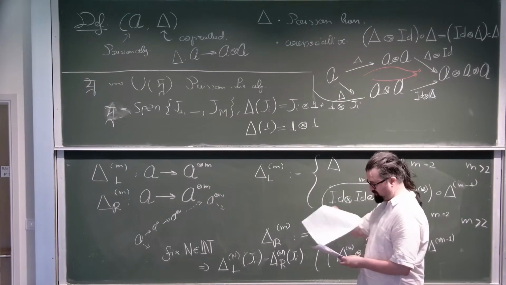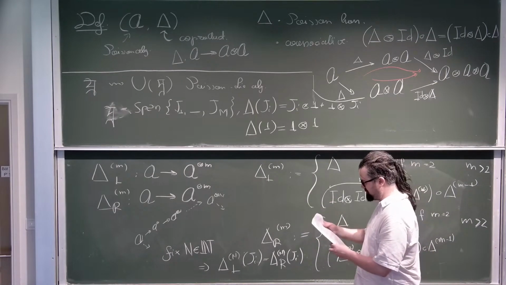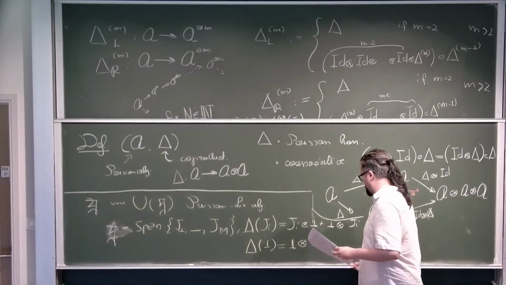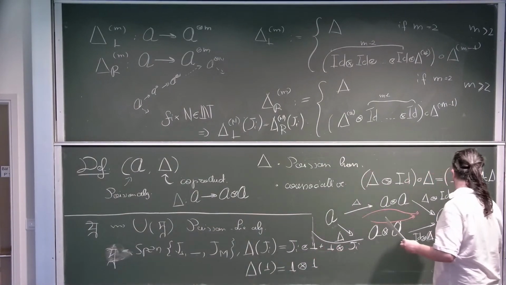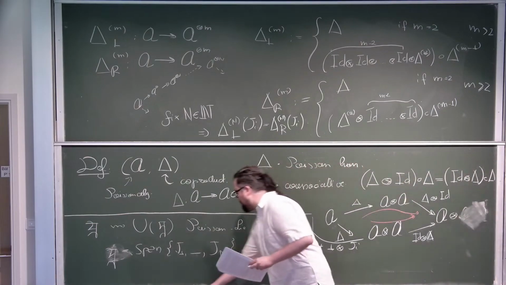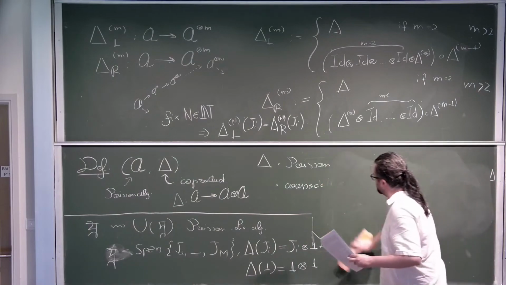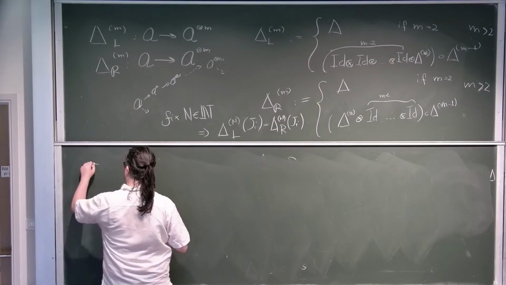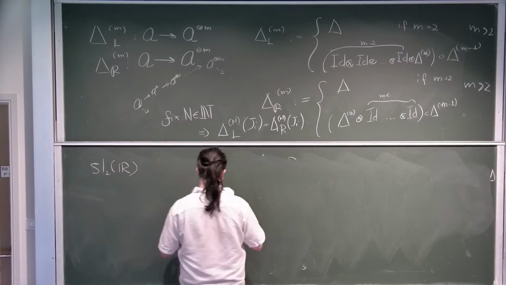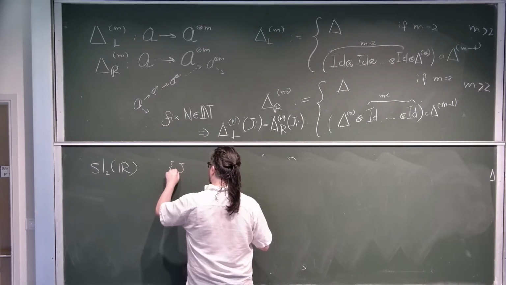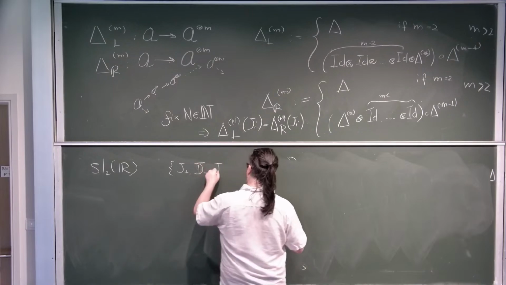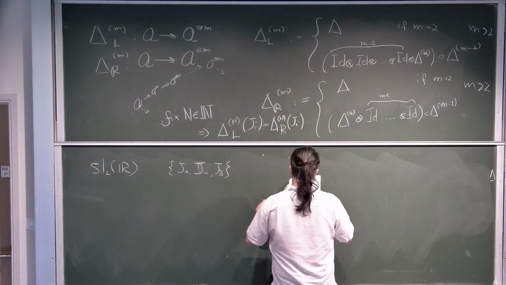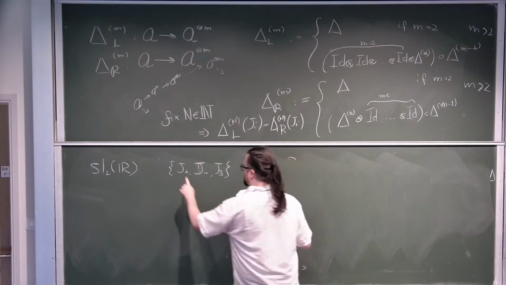The example is simpler if you go to SL2, maybe that's the simplest one. So for SL2, the generators are J plus, J minus, and J3. Let me check if I have written it down or not. Okay, then I have, maybe this is not very good.